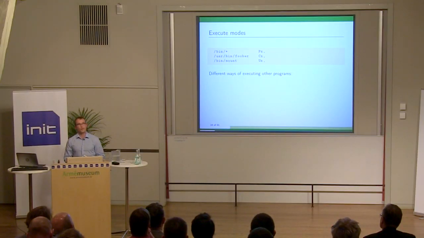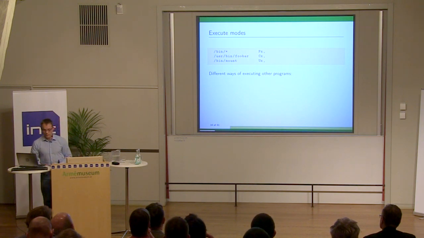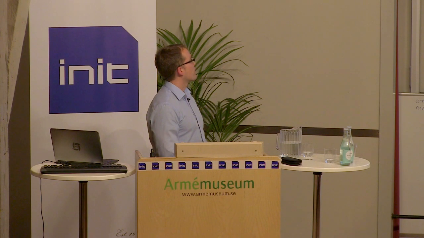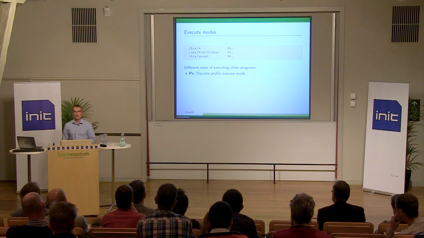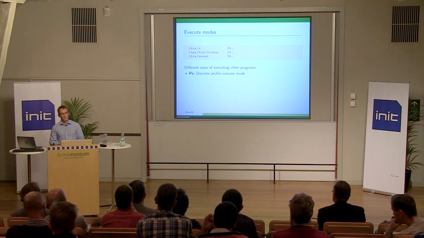So what do you do if you want to execute another program from an existing process? There are several ways to do that, and I will show some of them. There are more, but those are the most important ones. So with capital PX, you allow the discrete profile execute mode. With this rule, you would allow to execute anything that lives under bin if there is another profile that specifies the access rules for this binary. So for example, if there is an AppArmor profile for bin ls, then you could execute this binary and it would switch to this profile.